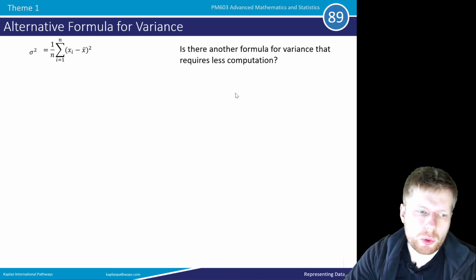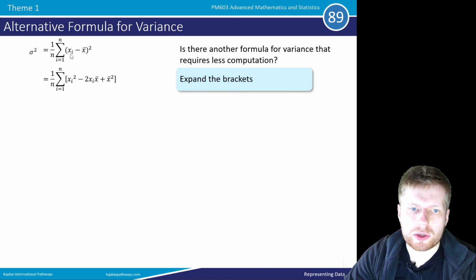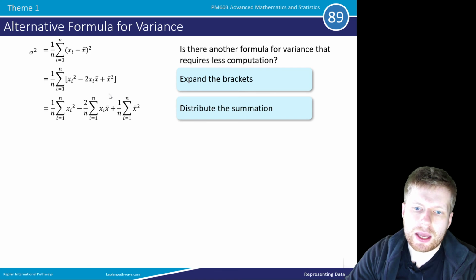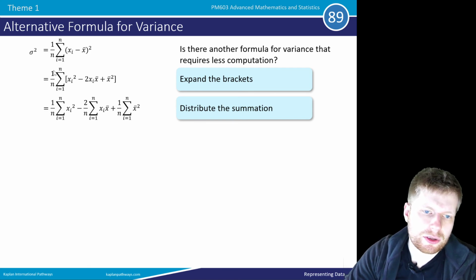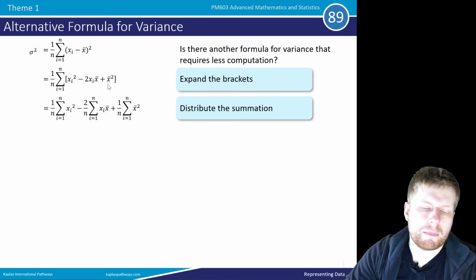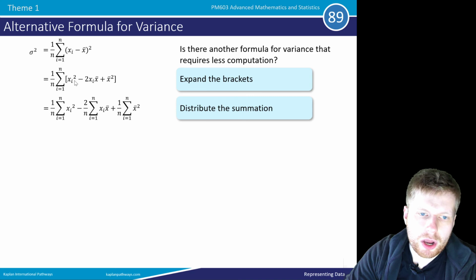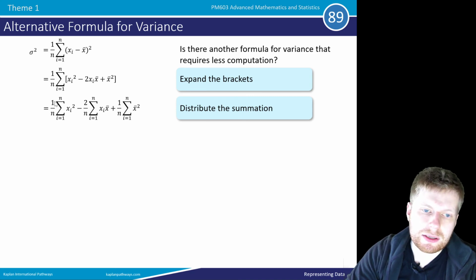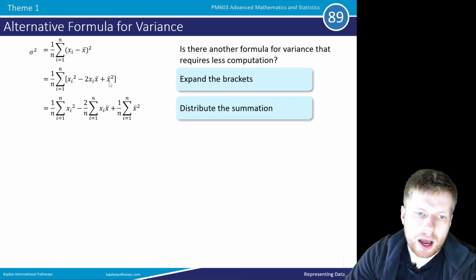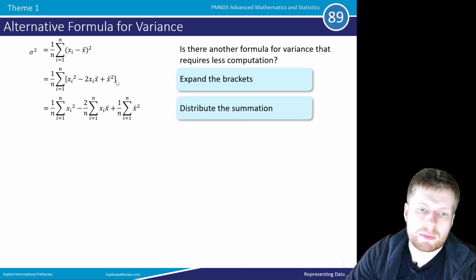Well, yes, there is. And I'm going to talk you through this now. So first things first, I'm going to take this xi minus x bar all squared, and I'm just simply going to expand the brackets. Okay, so just a simple quadratic, xi minus x bar all squared, I expand the brackets, I get this. Now, if I distribute the summation, so I'm going to take the sum of 1 over n and put it through every single thing inside the brackets. So I get the sum of 1 over n of xi squared, so that's the first term. Then there's 1 over n times the sum of negative 2 times xi times x bar, and then finally the sum of 1 over n of x bar all squared.